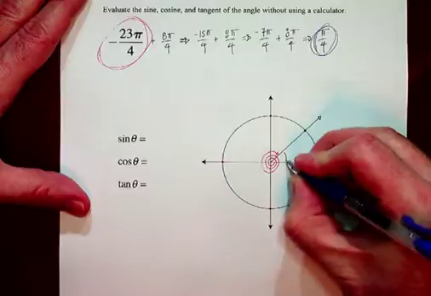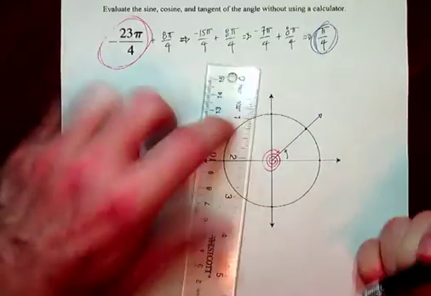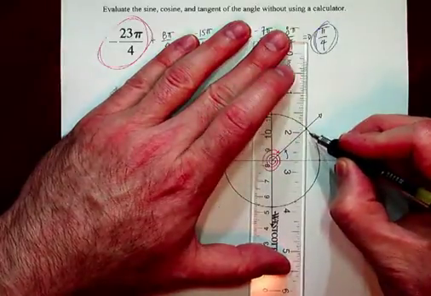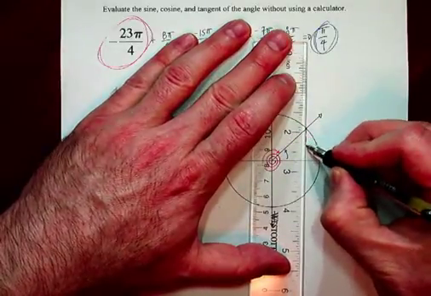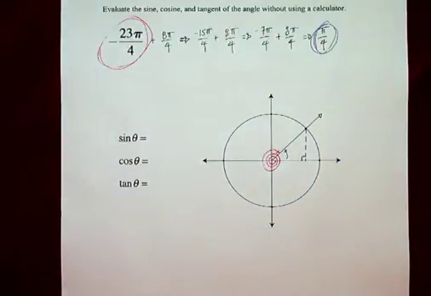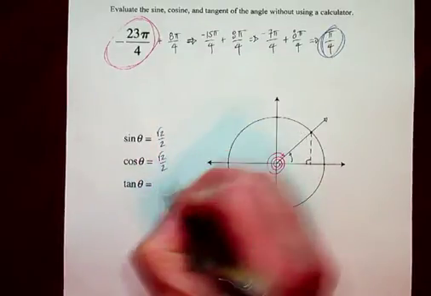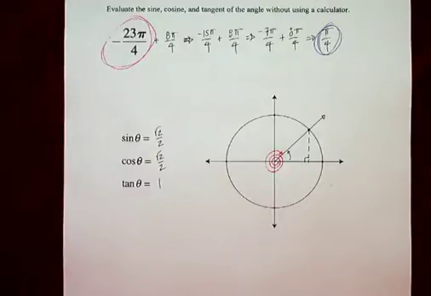It simply means that they have the same terminal side, they create the same reference angle, they therefore create the same triangle, and have the same trig ratios. Pi over 4 ought to be really easy. Root 2 over 2, root 2 over 2, and 1. Fantastic.